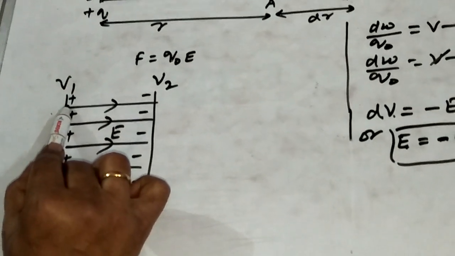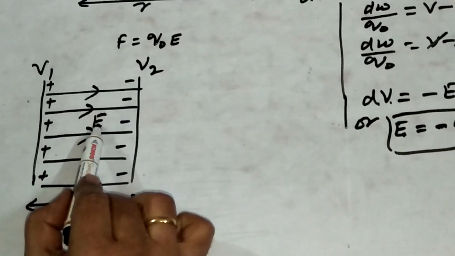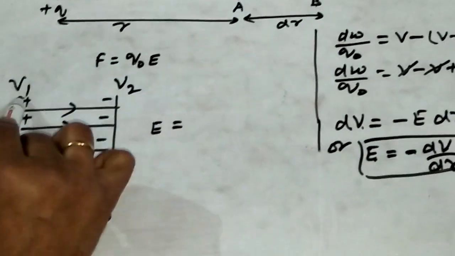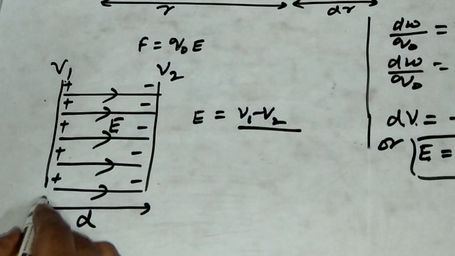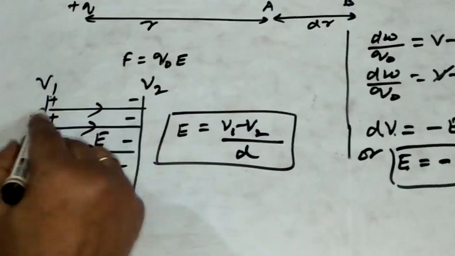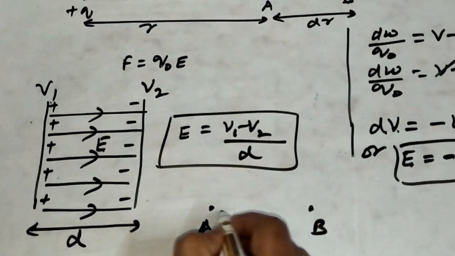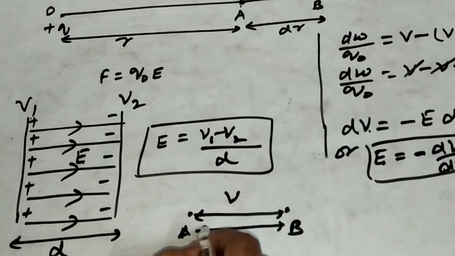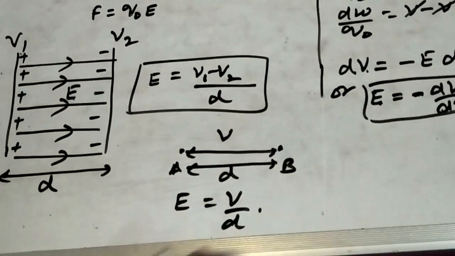So electric lines of force will go from positive to negative. So the electric field between these plates, E, is given by the potential difference between these two, meaning the change in potential V1 minus V2, and the distance between them, D. So you can write E is equal to (V1 minus V2) by D. Or simply, if A and B are two points and the potential difference between them is V, and the distance between them is D, then you can write E is equal to V by D.